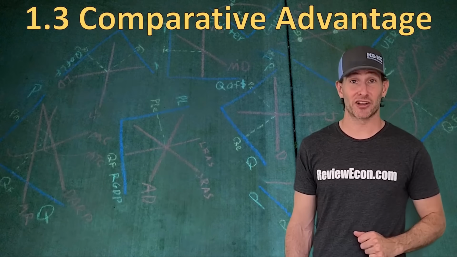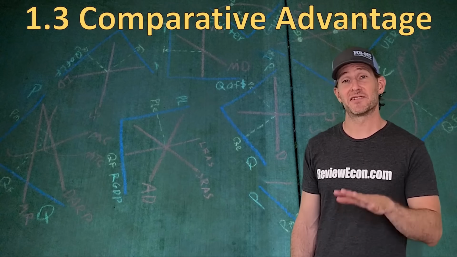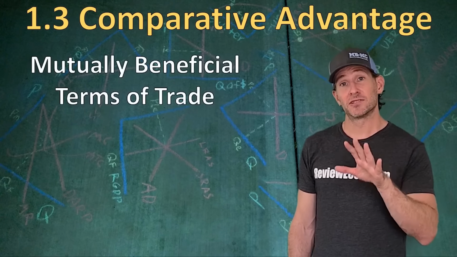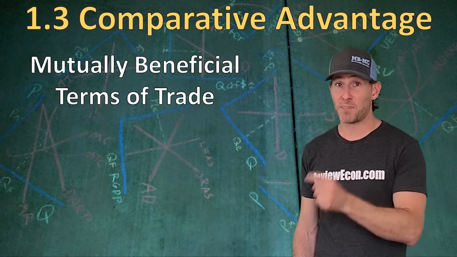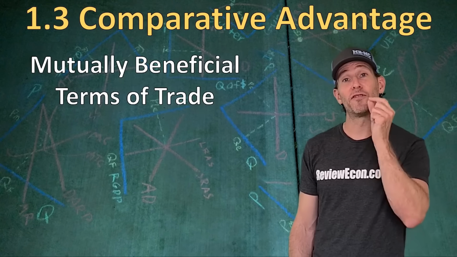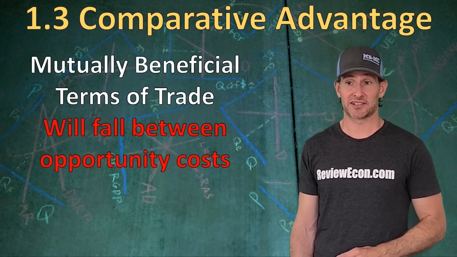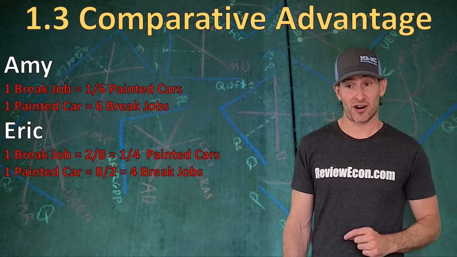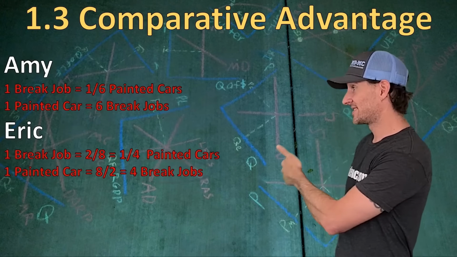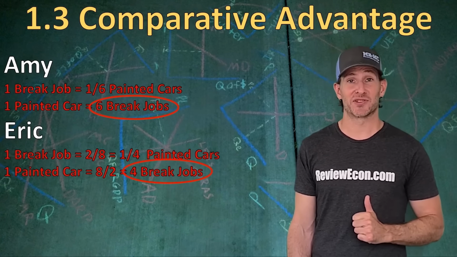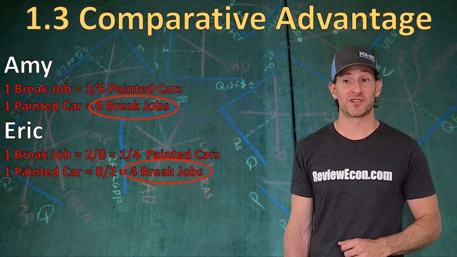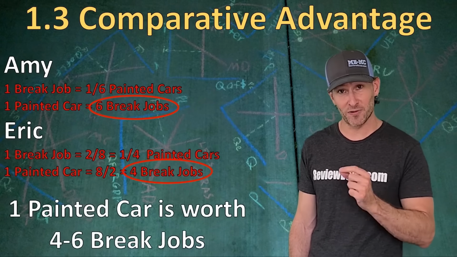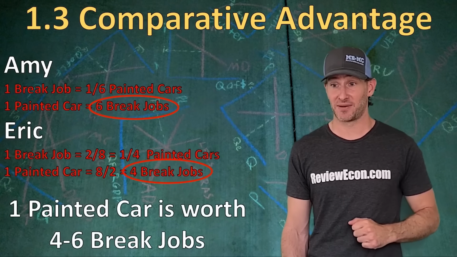The last kind of thing you're going to get with comparative advantage is to figure out mutually beneficial terms of trade. Terms of trade that will benefit both entities will fall between their opportunity costs. Let's take a look at the opportunity cost for Amy and Eric. 1 painted car was worth 6 brake jobs for Amy and 4 brake jobs for Eric. That means that one painted car should be worth between 4 and 6 brake jobs.